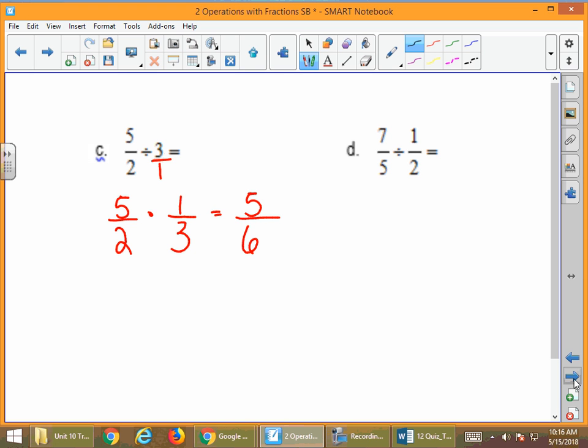Again with multiplication and division, no common denominator, but with division, we need to also remember, when dividing, don't ask why, flip the second one and multiply. 7 times 2 is 14. 5 times 1 is 5.